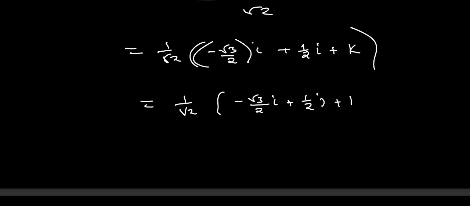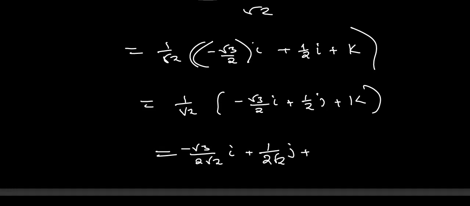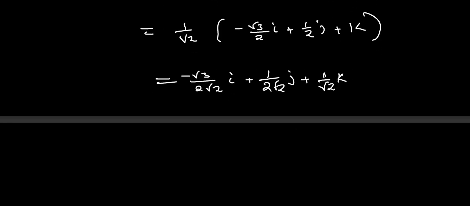J, then plus a k. You can multiply everything throughout. This is just going to be root of 3 over 2 root 2 plus 1 over 2 root 2 j, then plus 1 over root 2 k. We could have rationalized everything.